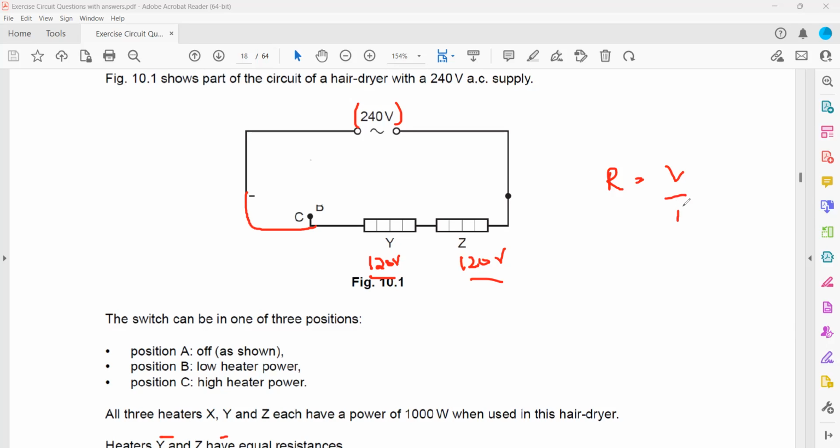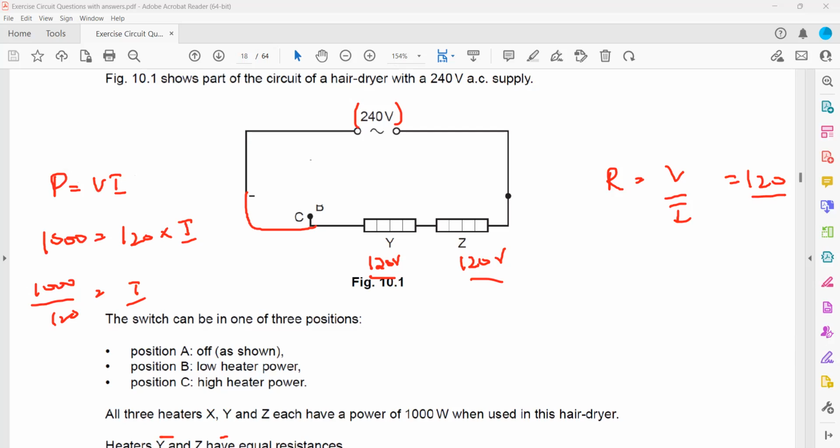So we have the voltage. To get the resistance, it is voltage divided by current. We have the voltage, which is 120, but we need the current. How do we find the current? Again, we use the formula P equals VI, where power is 1000, voltage is 120, and current is I. So 1000 divided by 120 gives the current, 8.33 amperes. So 120 divided by 8.33. What's the answer? 14.4 ohms.